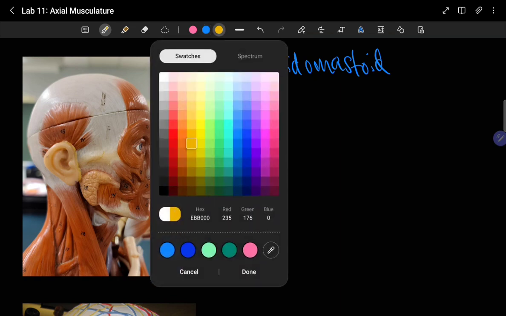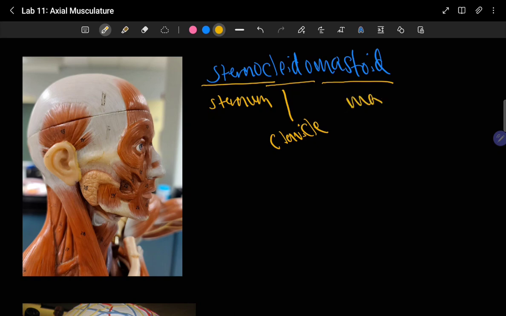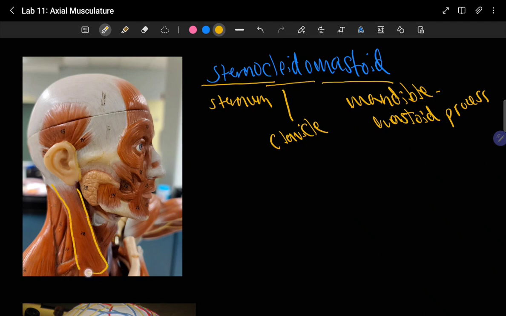Let's break this word down first. So, sterno is going to refer to one attachment of the sternocleidomastoid. We have cleido as well, and we have mastoid. So all of these are going to give us information about where our sternocleidomastoid is attaching. So the more inferior attachments are going to be on the sternum and the clavicle. And we technically have two heads of the sternocleidomastoid. That is the muscle we see here, number 28.